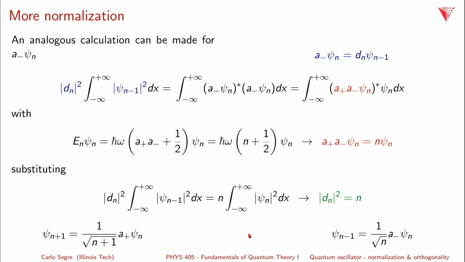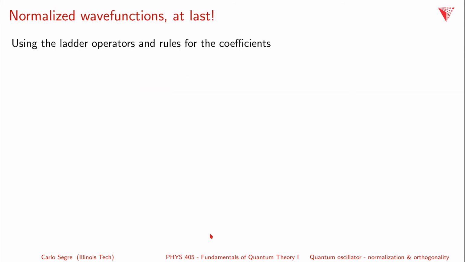And similarly, psi sub n minus 1 is equal to 1 over the square root of n times A minus applied to psi sub n. So those are the rules for what you get when you apply A plus and A minus. And this is actually really important. You need to remember this. So using these rules for the coefficients, we can now normalize all the wave functions.